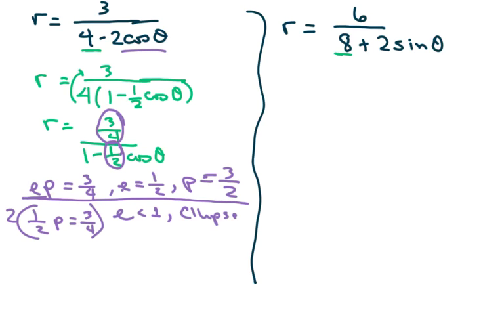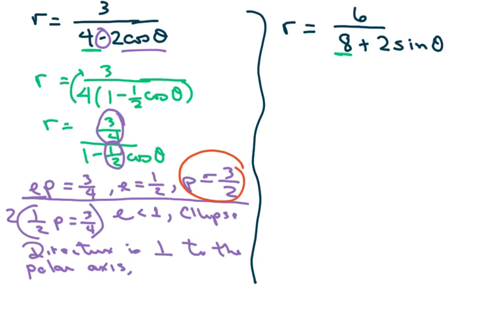I know it's cosine, so the directrix is perpendicular to the polar axis. And I know it's minus, so I'm using my P here. So it is 3/2 unit to the left of the pole. Okay, so that's just the information. Let's do the last one.